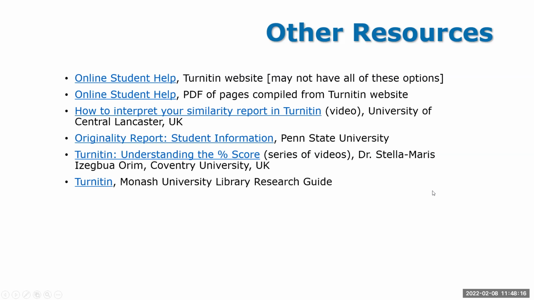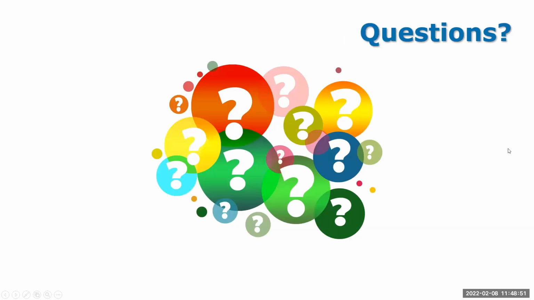There's a couple of videos. There is another library's research guide on how to use Turnitin. And then Penn State has put together something about the originality or the similarity report. I think they've been rebranded from Turnitin, but they provide the same information. It looks the same. So some places might call it an originality report. Some might call it a similarity report. They may or may not have updated their sources. Okay. Now's the time to ask any questions, if I haven't covered anything.